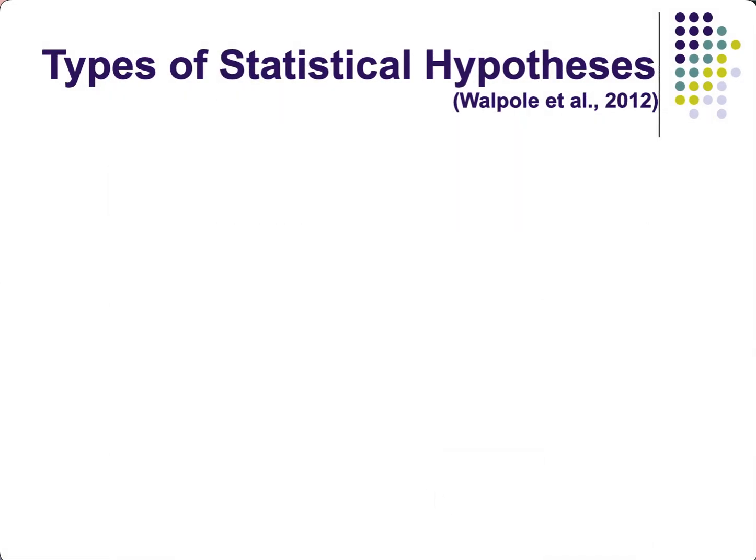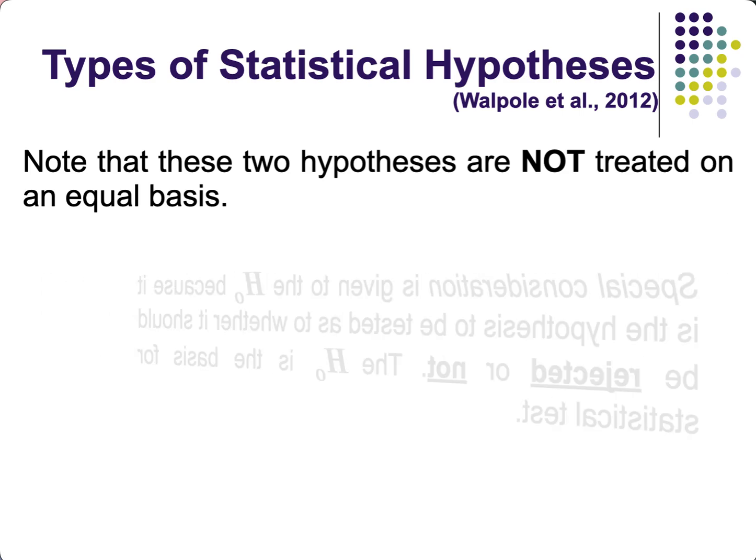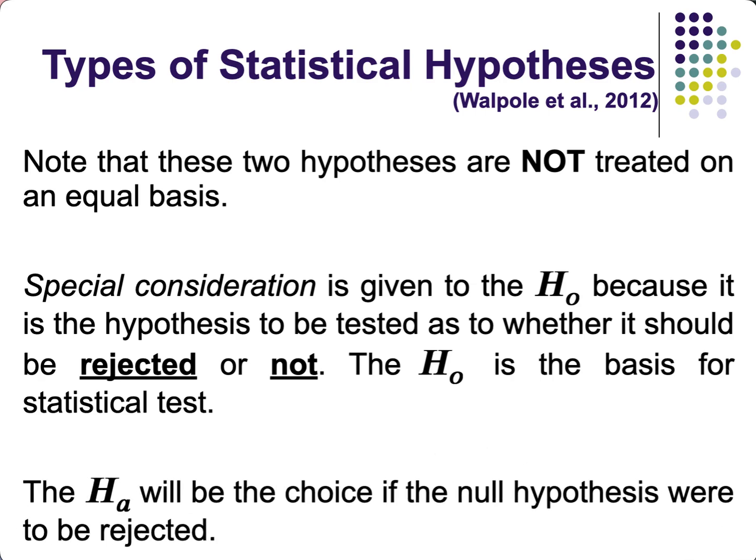So we'll highlight some procedures or some things noting between these two. They're not actually treated on equal basis. We always give special consideration to the null hypothesis, because it is the hypothesis that we are actually testing, and it should be either rejected or not rejected. All right. The alternative hypothesis will be the choice only if the null hypothesis is rejected.